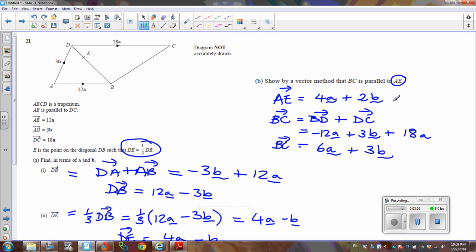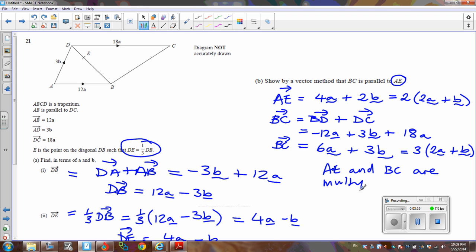If we look at AE, we can factorize that by taking out the factor 2, so it's actually just 2 lots of 2a plus b. And if you look at BC, we can also factorize that by taking out 3, and then it becomes 3 times 2a plus b. Right, we can now see that AE and BC are both multiples of the same vector. So we need to say that. AE and BC are multiples of the same vector. And if they're multiples of the same vector, then they will be parallel. Therefore, they are parallel.